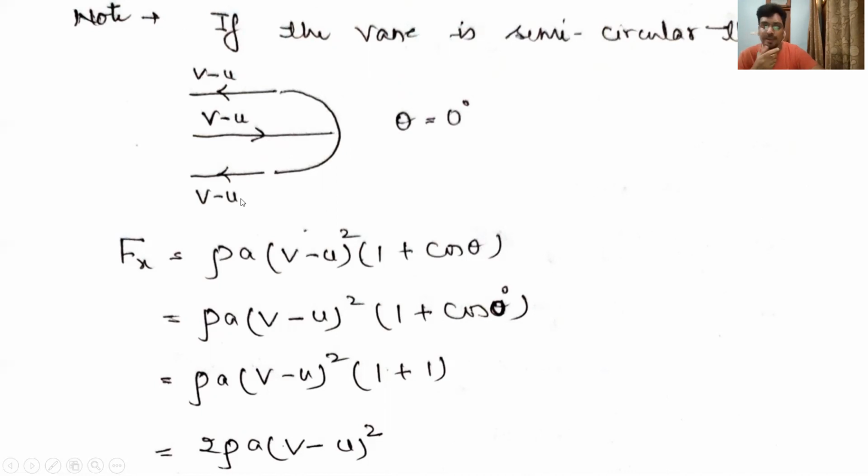So what will be the value of Fx? Fx will be rho a V minus U whole square 1 plus cos theta. And if theta equals to 0 degree, put the value of cos theta at 0 degree, and cos theta at 0 degree is 1. So rho a V minus U whole square, and 1 plus 1 is 2, so 2 is here. So this is the case when the vane is semicircular, when theta equals to 0. Okay.